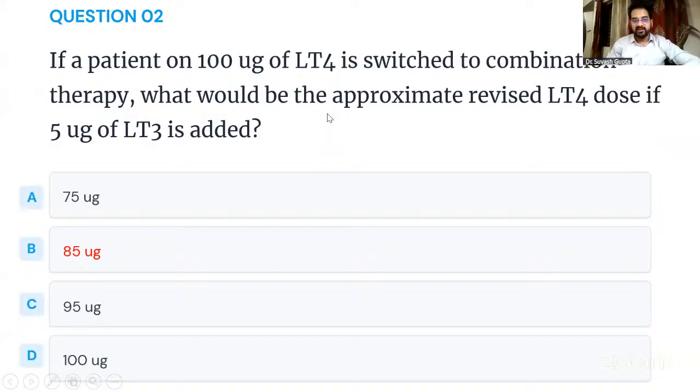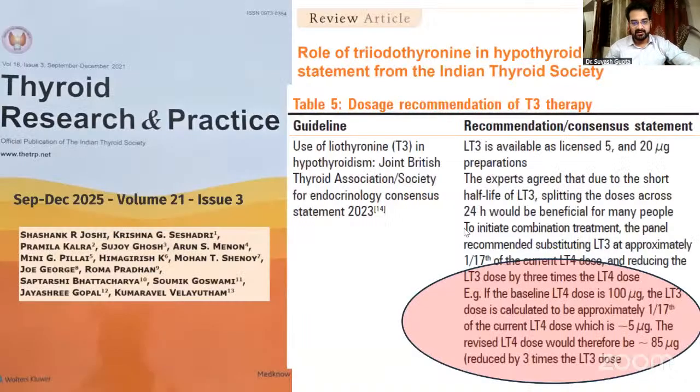Question 2 was about the dose of LT4, LT3 adjustment. The answer is 85 microgram. How did we get it? Again, in the flagship journal of Indian Thyroid Society, they have specifically mentioned the same example as I have mentioned, that the LT4 dose can be reduced by 3 times the LT3 dose. In the similar example as I quoted, if the baseline LT4 dose was 100, the LT3 dose is calculated to be approximately 1/17th of the current LT4 dose, which is around 5. So the revised LT4 dose would therefore be 85 because we reduced it by 3 times the LT3 dose.